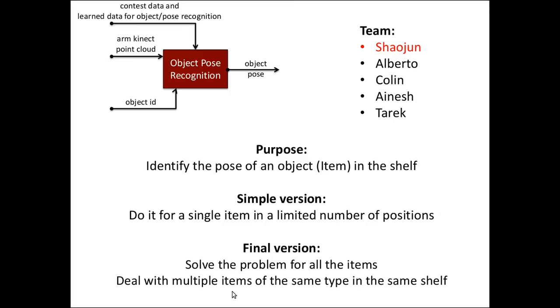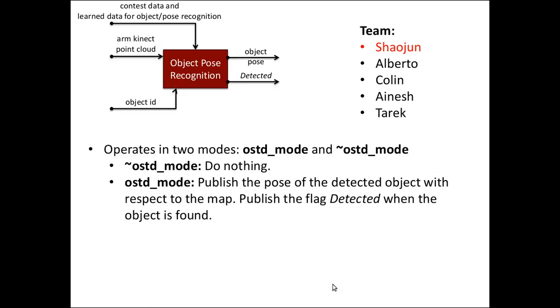But in the final version, we have to solve the problem of detecting the object for all items and deal with the situation where we have more than one item in the same bin of the shelf. So this model will publish the object pose and operate in two modes: object pose recognition standard mode and not in standard mode. When this model is not in standard mode, it will do nothing.